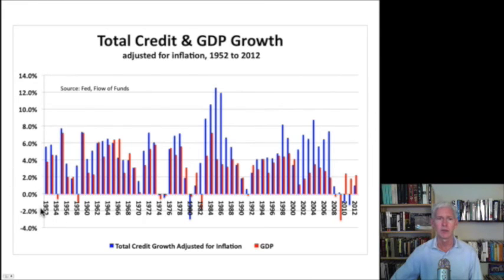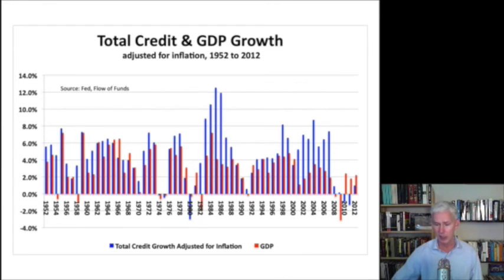Okay, so let me repeat one more time. Going back to 1952, only 9 years when credit grew by less than 2%. Every time there was a recession, and the recession didn't end until we got another big surge of credit expansion. So what we've seen is that going back to World War II, credit growth has been driving economic growth. And when we don't have credit growth, we don't have economic growth. So that begs the question, what about now? Are we going to have more credit growth or are we not?